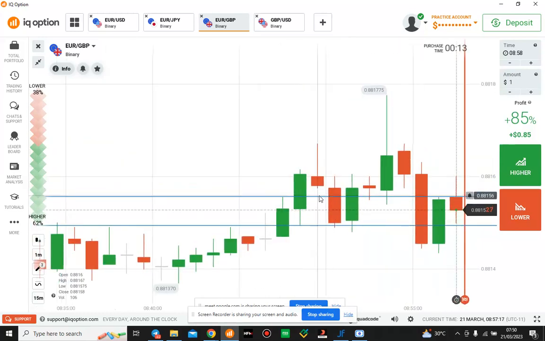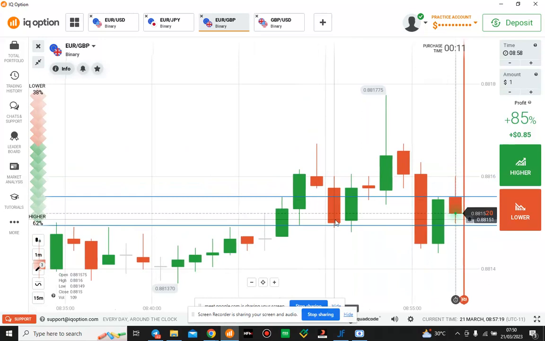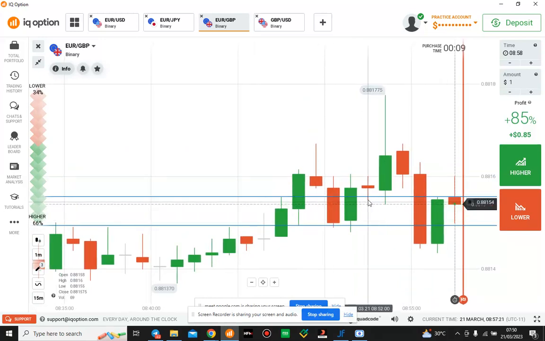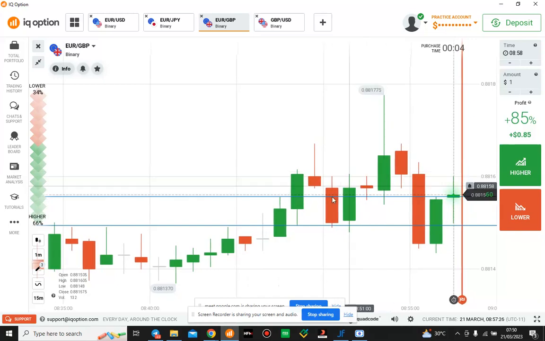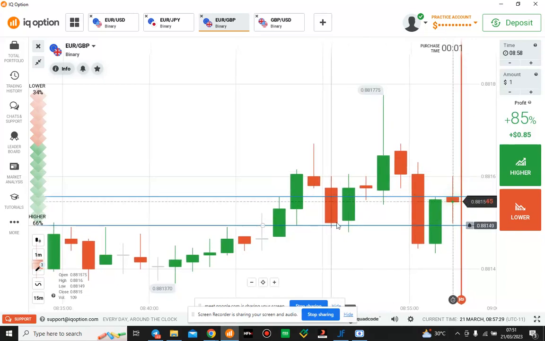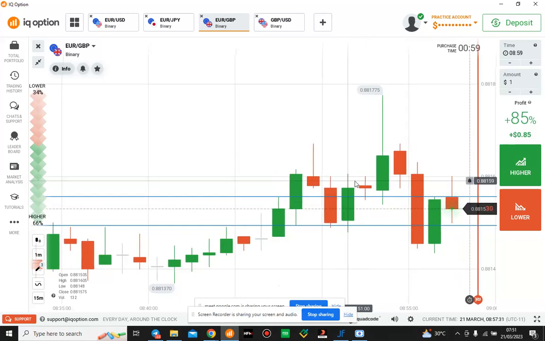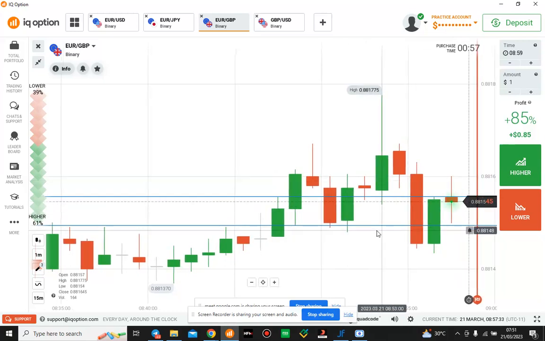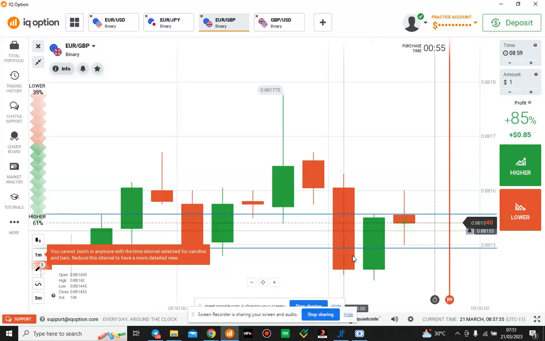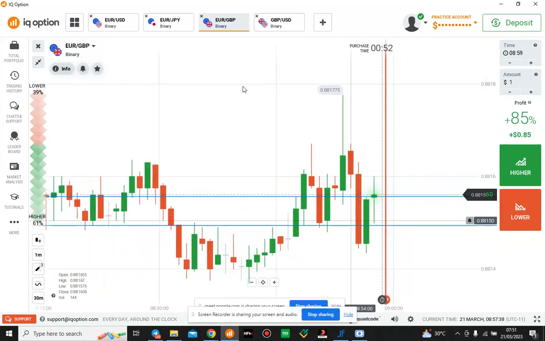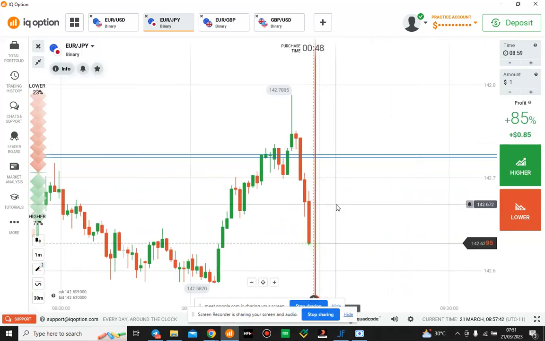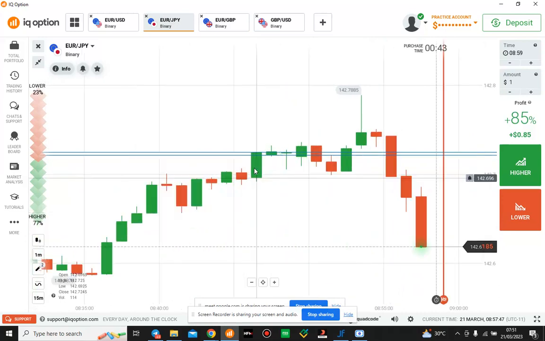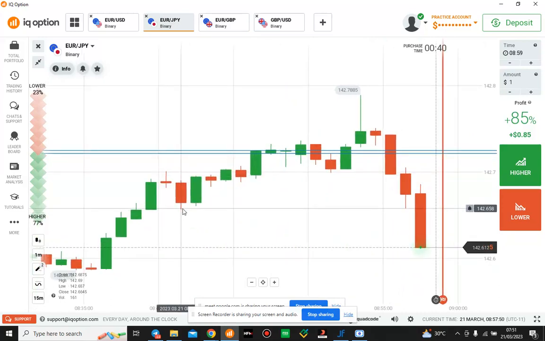Once you draw the level like this, wait for the price to touch the level with a rejection, then execute the trade. You can see this candle, once the sellers touched, the market reversed. But this one had to close inside before buyers entered. And this one broke, but still buyers entered. But in some cases, the market will just close or leave the level and continue.